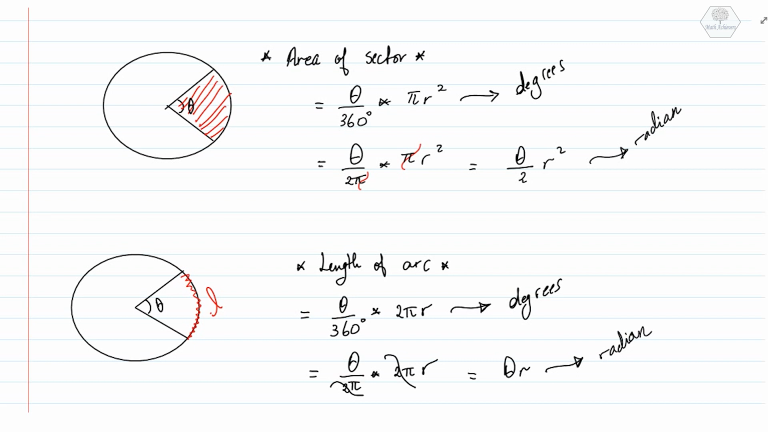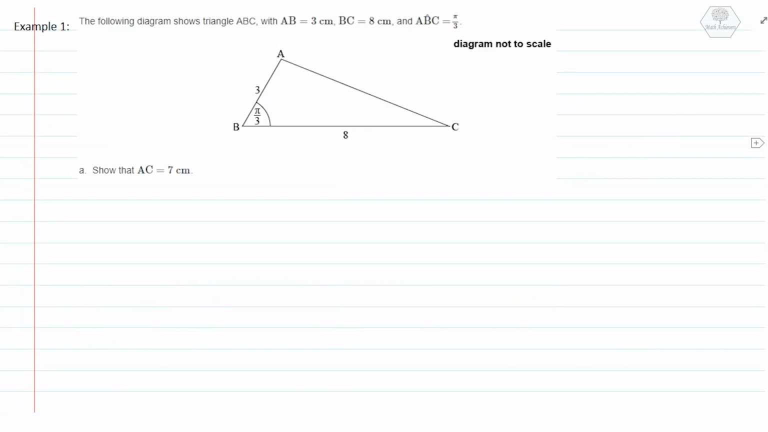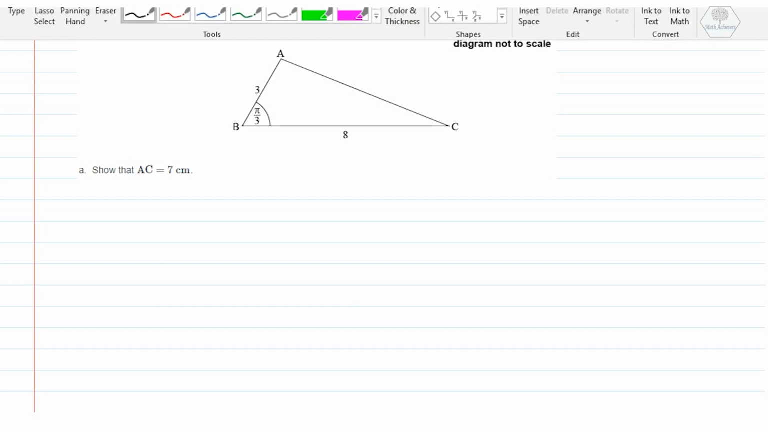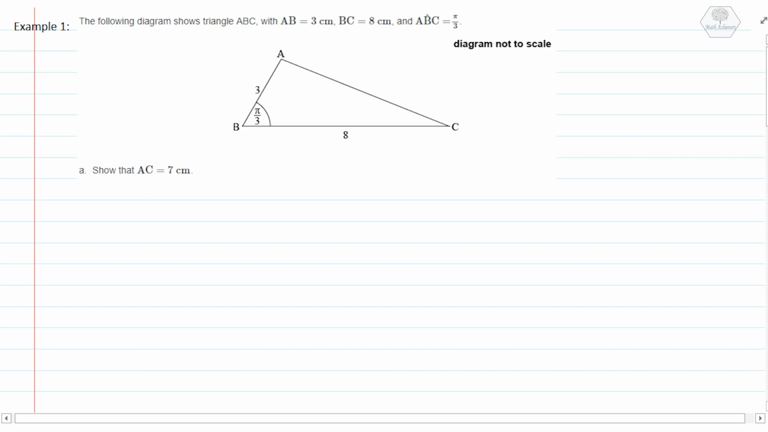Now let's go and solve a question, also taken from the question bank. The following diagram shows triangle ABC. AB is equal to 3 centimeters, BC is equal to 8 centimeters, and the angle ABC is pi over 3. This angle is given in radian measure, because I have the pi over 3. Part A: show that AC is equal to 7 centimeters. AC is the unknown. I need to find AC.